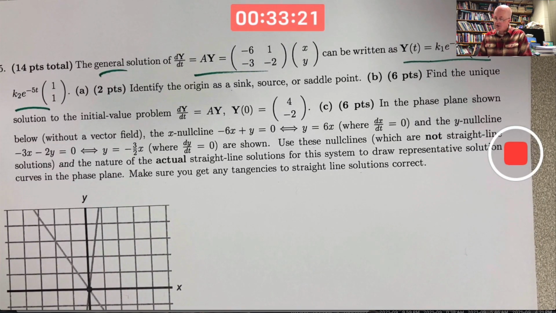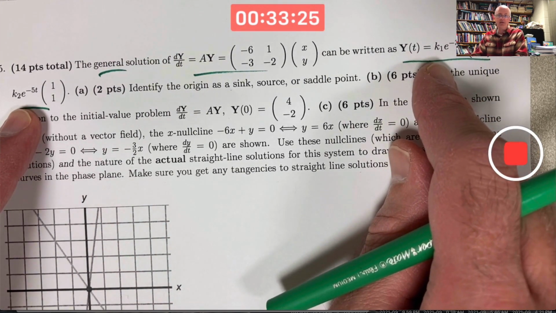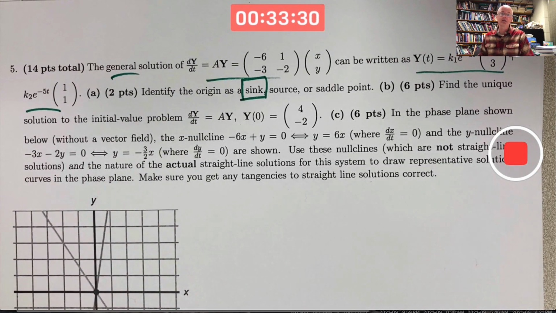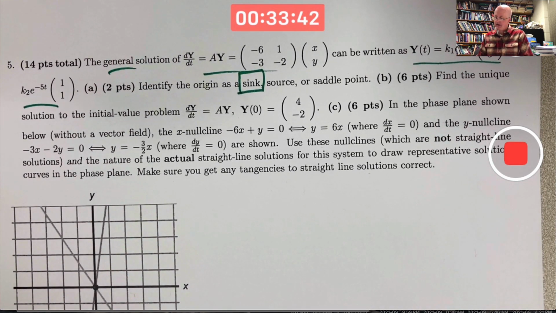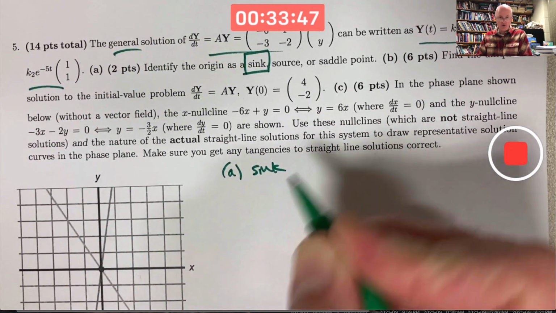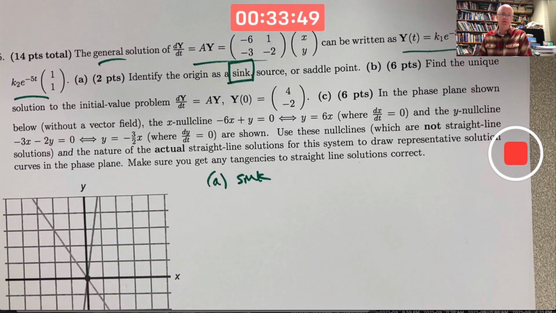Part A is just a quick question. Identify the origin as a sink, source, or saddle point. You've got two real negative eigenvalues. That is going to be a sink. And it's not a spiral sink because they're not complex, non-real eigenvalues with negative real part. It's just a plain real sink. There's no spiraling that's going to be going on. So A is a sink. And if you had to give a reason, you'd say because I've got two real negative eigenvalues.